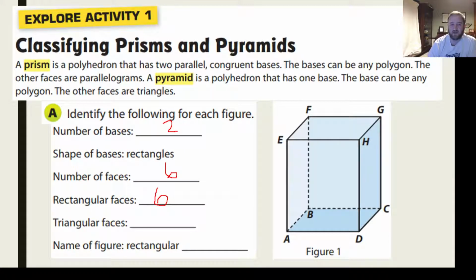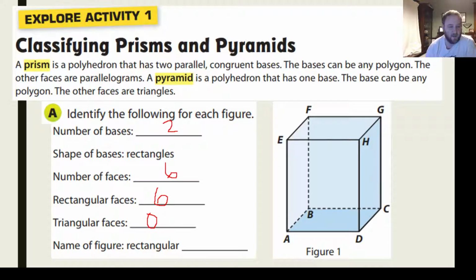The next one says triangular faces. Now you might think, oh, is this a trick question? I don't see any triangles. Well, yeah, there aren't any triangular faces in this prism, right? So there are 0 triangular faces. Now you might wonder why I even asked. On the next one there will be some triangular faces that you'll want to be able to make note of.